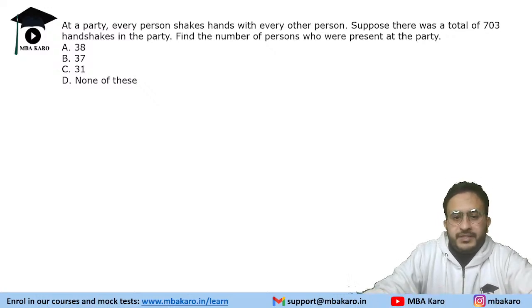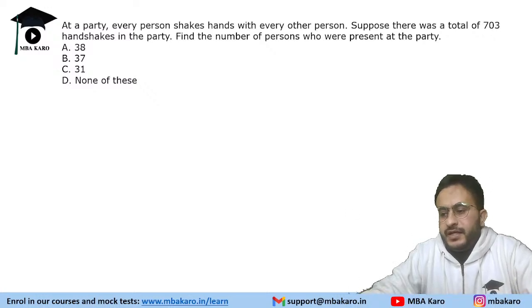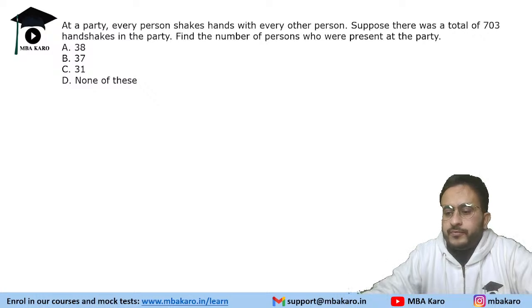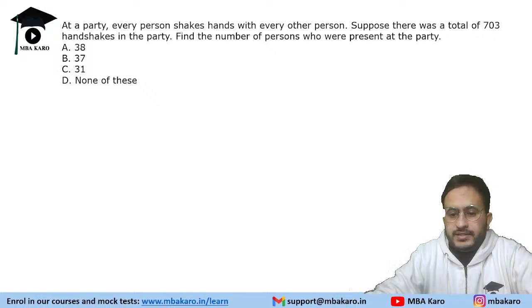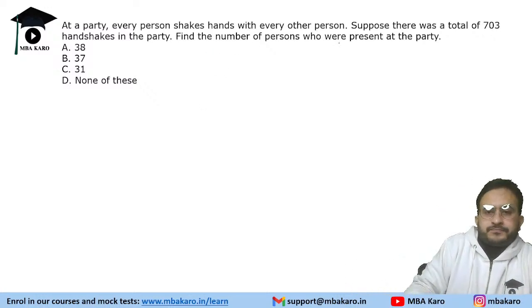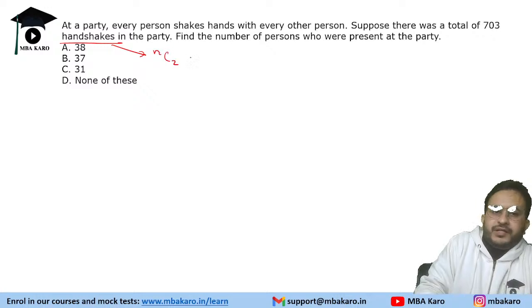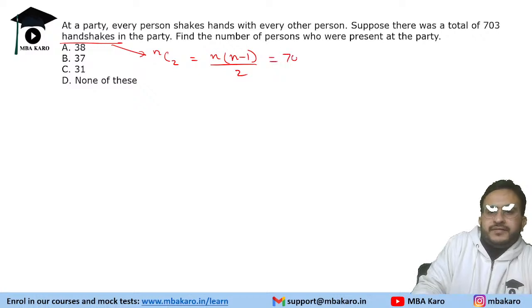So this is a combination based question, a standard question on combinations. There are people who are shaking hands, so the handshake is like the number of matches in a group. These are straightforward standard questions. The number of handshakes is given by nC2, right? Or n(n-1)/2. That is equal to 703.